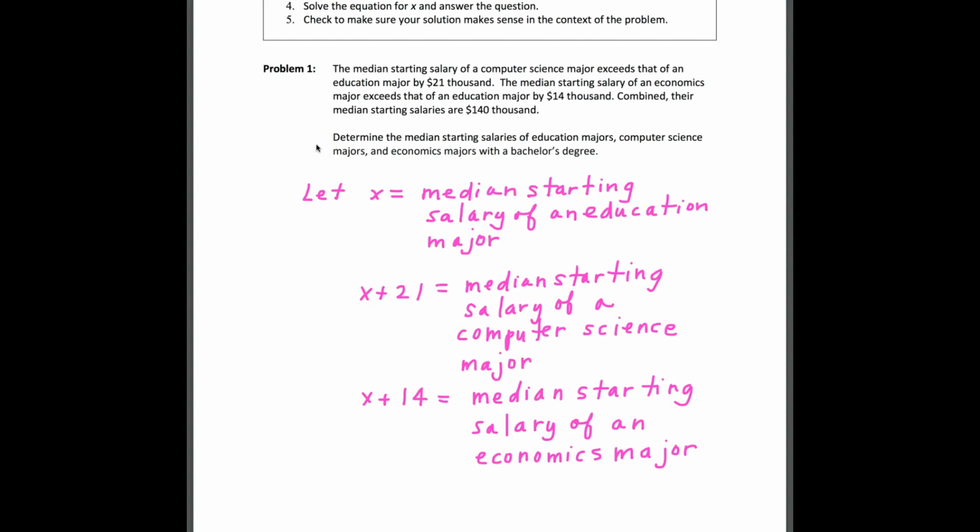Okay, well, in reading the problem, the salaries for each of the other majors that are not education majors are based on whatever the salary of the education major is. So a good starting point would be to let x be the median starting salary of an education major. Then we can write the median starting salary of a computer science major as x plus 21, and the median starting salary of an economics major is x plus 14.